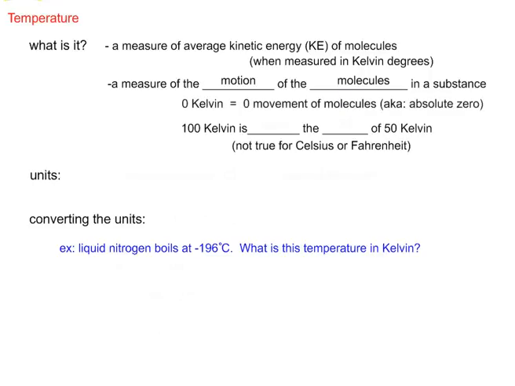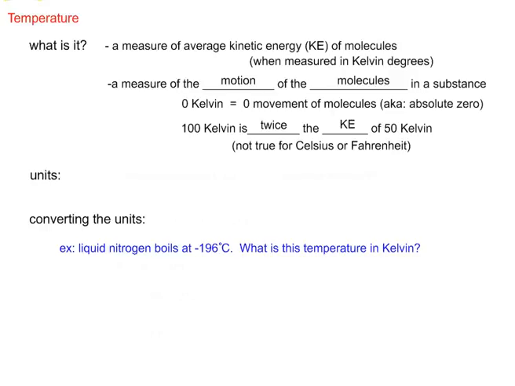Now here's how you can kind of think about it. If you have a temperature of 0 Kelvin, then that's 0 movement of molecules, and that's called absolute zero. Now, because 0 Kelvin is 0 kinetic energy, it then stands to reason that 100 Kelvin is twice the kinetic energy of 50 Kelvin. So when you double the Kelvin temperature, you have doubled the kinetic energy.